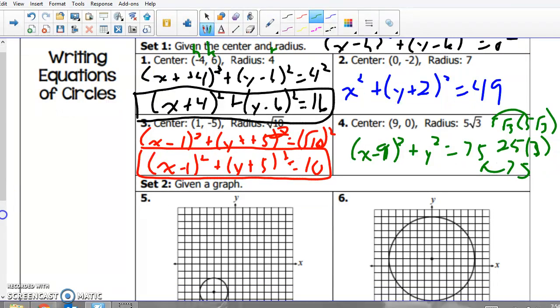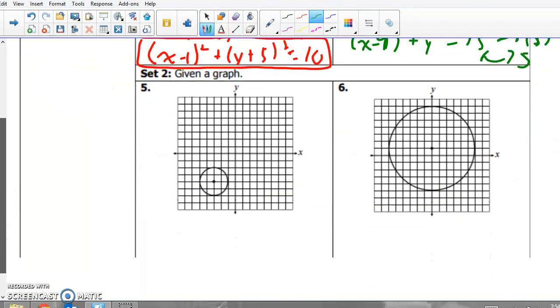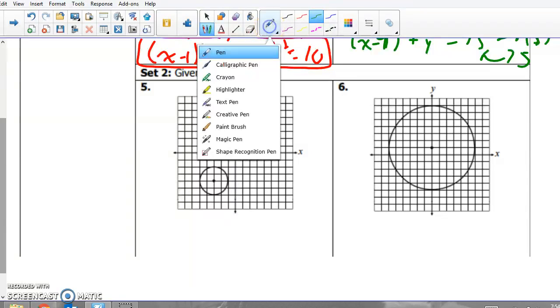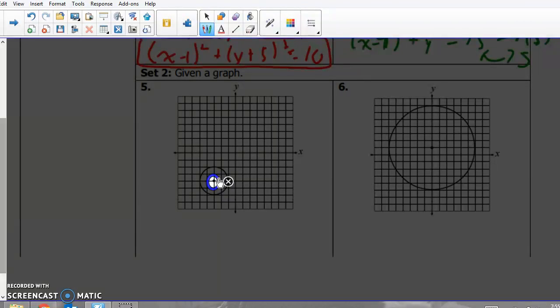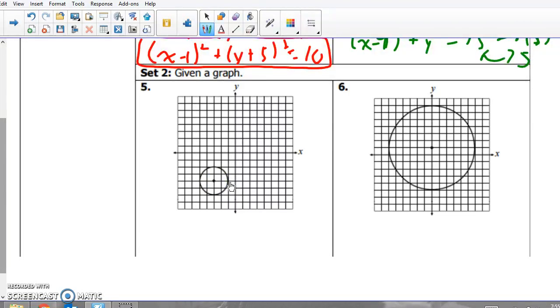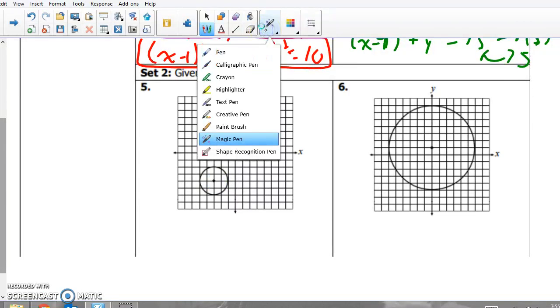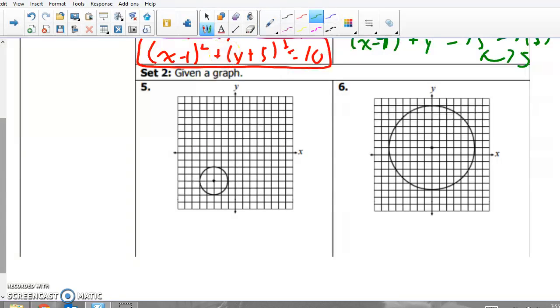Okay, let's go ahead and practice when we're given a graph. Okay, when you're given a graph, you gotta find your center. Our center here is right there. At that point, that point is at negative 3, negative 4. So my center here is at negative 3, negative 4. To find my radius, you go from the center to the outside and just count how many units we went. And in this case, we went 2 units. So my radius is 2.